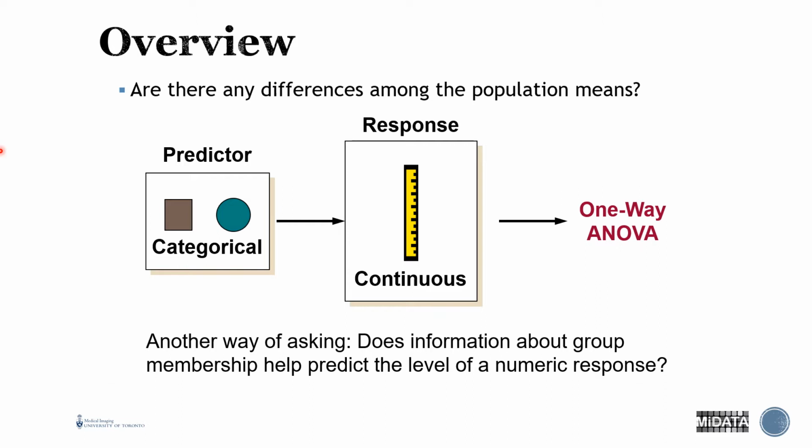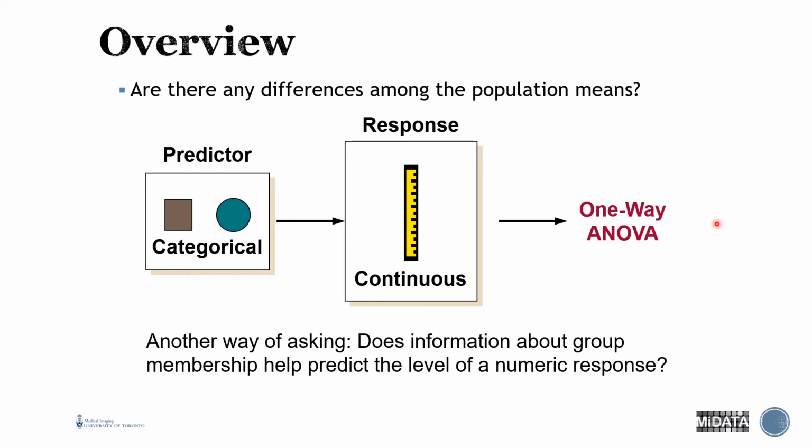Now, this is just a very common question. Of course, you're going to draw a sample from that population and look to see if there is a difference between sample means, but of course you want to generalize. So the big question is, is there any difference among the population means? In this case, we're going to have a categorical predictor, so that is your group variable. In this case, for instance, it has 2 levels, and your response is going to be continuous, so something you measure from a continuous random variable. This will lead to a one-way ANOVA.